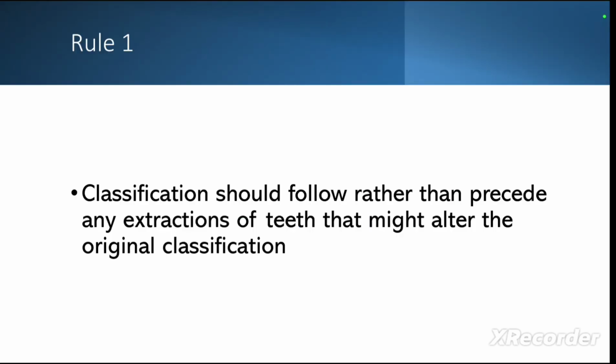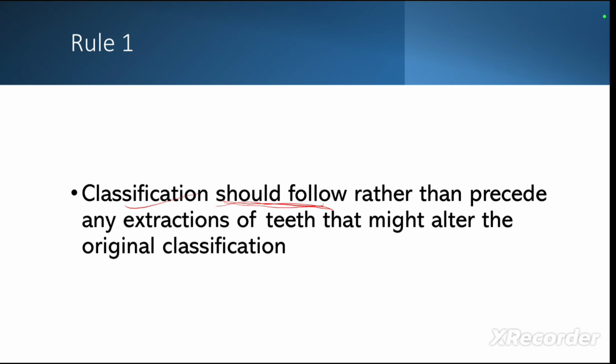Now coming to Applegate's rules. There are 8 rules. The first one is that classification should follow rather than precede any extraction of teeth that might alter the original classification. So this means if there are any mobile teeth or teeth with poor prognosis that we have already planned for extraction, the classification should follow. After the extraction only we should consider the classification, so that it won't affect the type of RPD or class that we are going to design for a particular case.